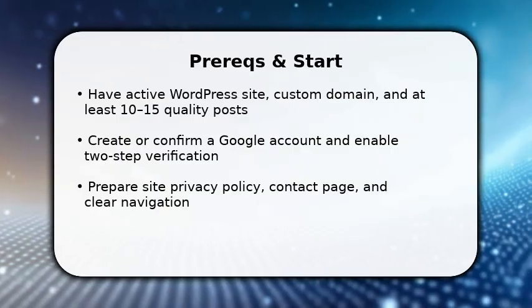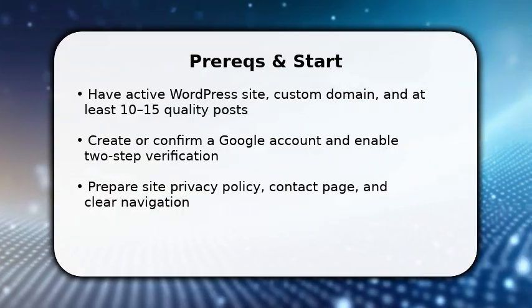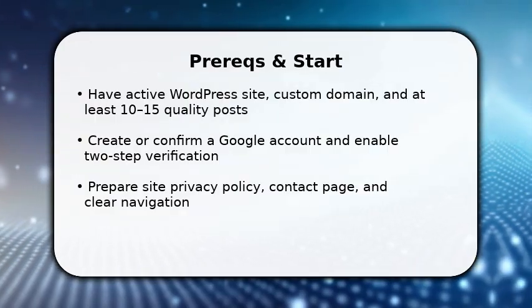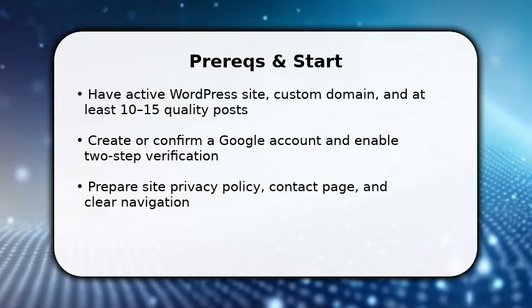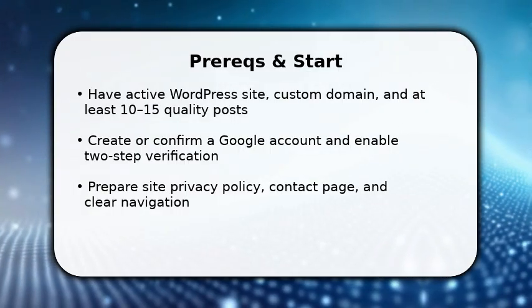You'll begin by confirming prerequisites and taking the first actionable steps. Make sure you have a live WordPress site with a custom domain and several quality posts. Once done, sign into or create a Google account and enable two-step verification to meet security requirements.